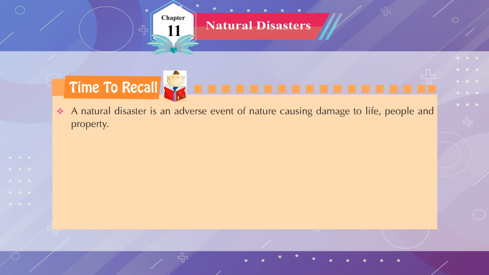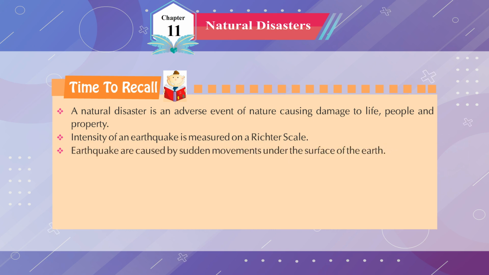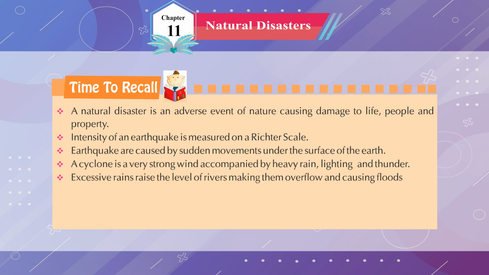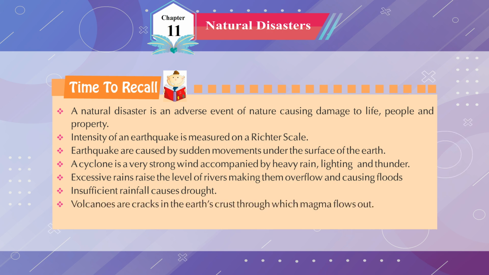Time to recall. A natural disaster is an adverse event of nature causing damage to life, people and property. Intensity of an earthquake is measured on a Richter scale. Earthquakes are caused by sudden movement under the surface of the earth. A cyclone is a very strong wind accompanied by heavy rain, lightning and thunder. Excessive rains raise the level of rivers, making them overflow and causing floods. Insufficient rainfall causes drought. Volcanoes are cracks in the earth's crust through which magma flows out. Landslides occur when rocks, debris and soil move down a slope.